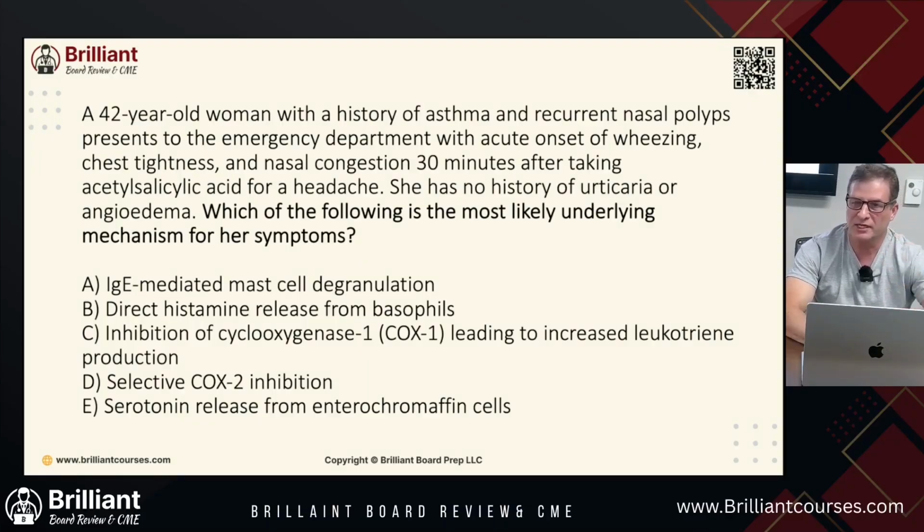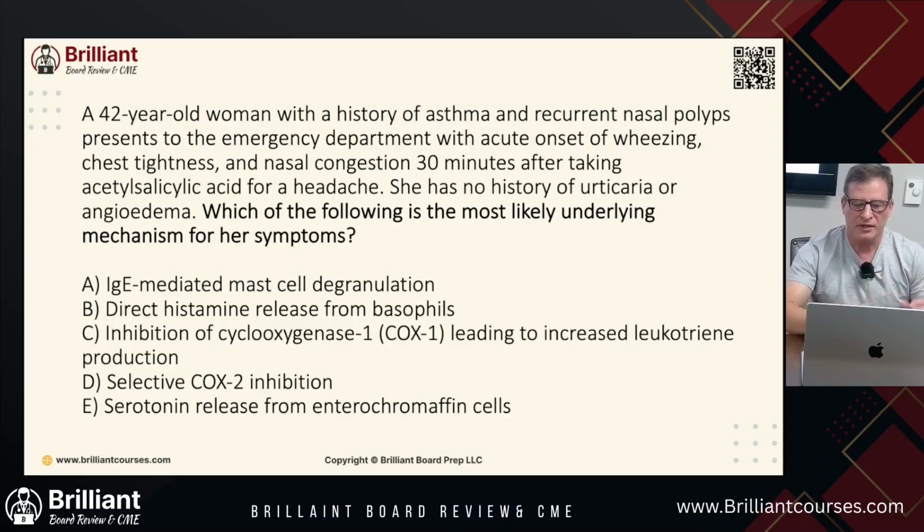There were medications that were very popular for a period of time that were selective towards COX-2. They were marketed as, hey, these medications will cause less GI distress. Didn't work out as well. They did cause less GI distress, but they didn't take care of the COX-1. The COX-1 was the important part that we used to prevent heart attacks. And then serotonin release from the enterochromaffin cells.